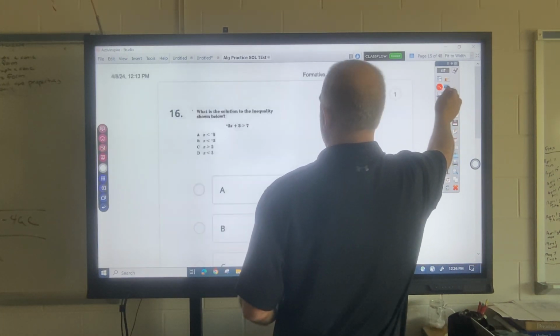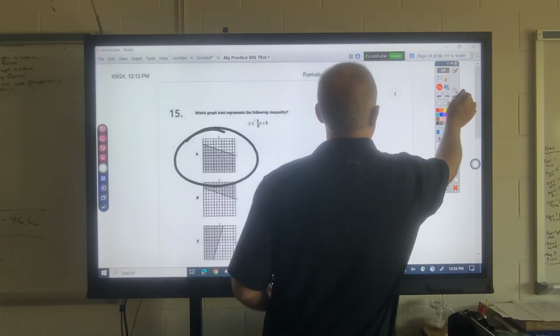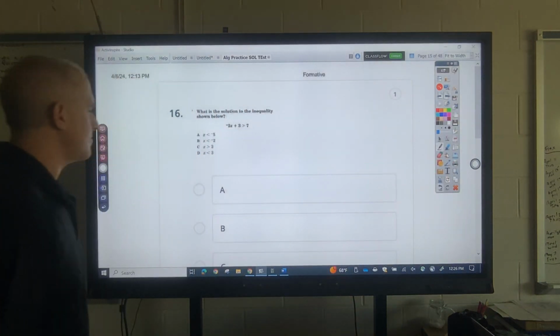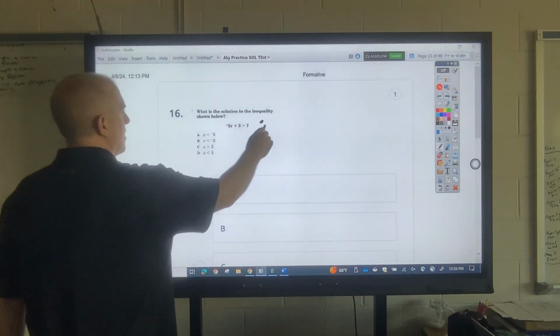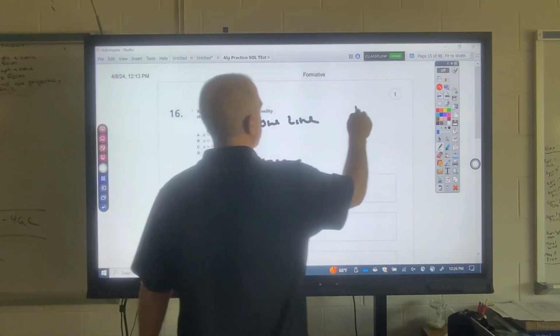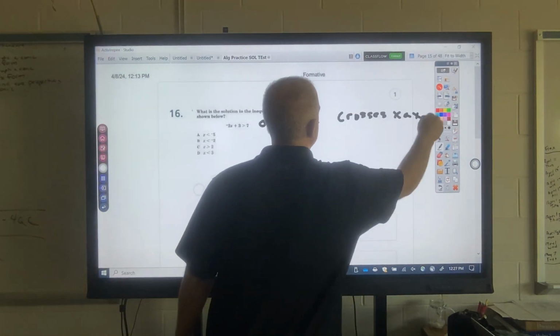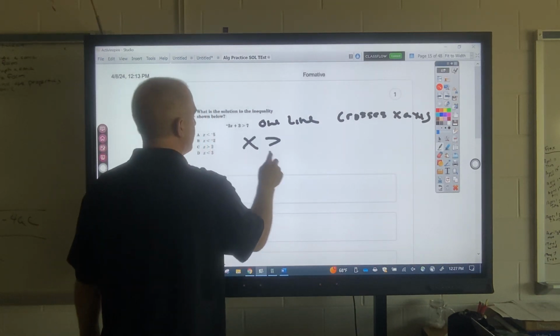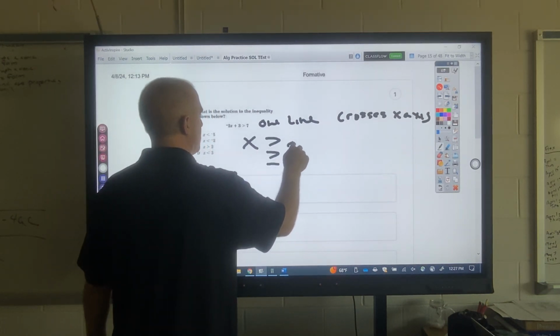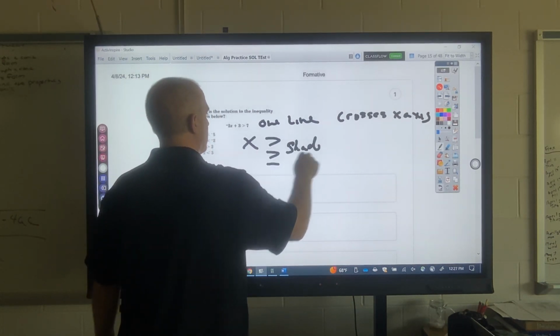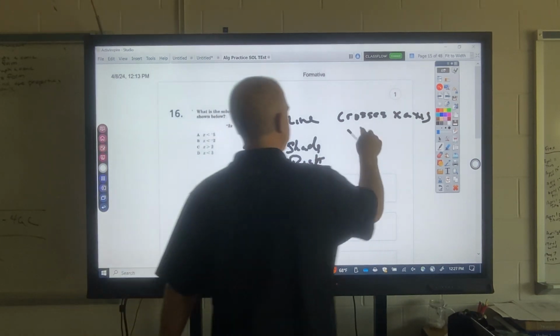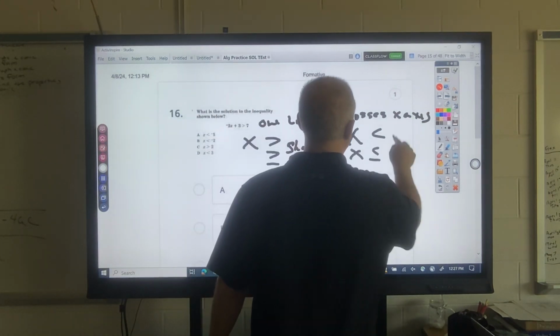All right, 15. Okay, 16. This is a one line. You're looking for where it crosses the x-axis. The key thing here, you use x is greater than, or x is greater than or equal to, if it's shaded to the right. Use x is less than or x is less than or equal to if it's shaded left.